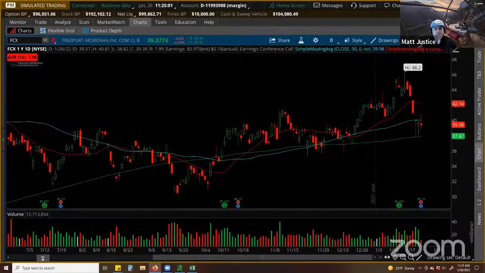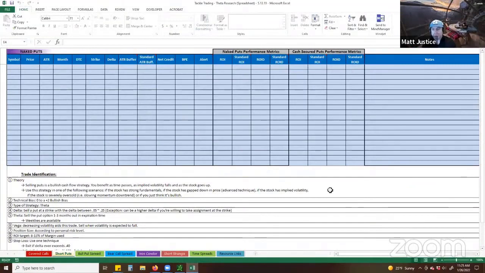For those of you who are not yet using the Theta Research Spreadsheet, this is a trading journal that we designed over the course of the last 12 years. Basically, we use these spreadsheets to do research for potential credit trades, whether we're talking about bull puts, bear calls, iron condors, naked puts, covered calls. It is there for credit type systems.